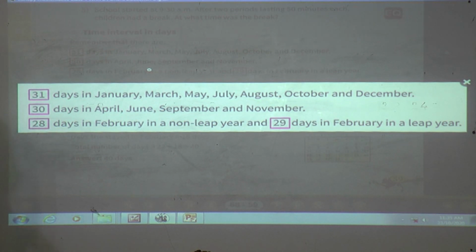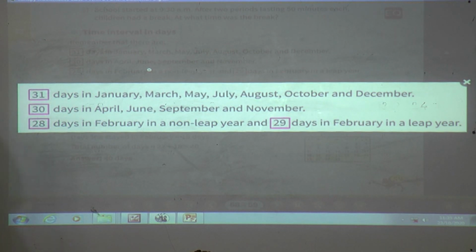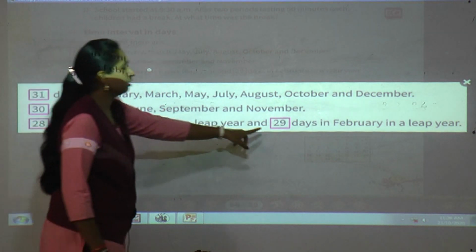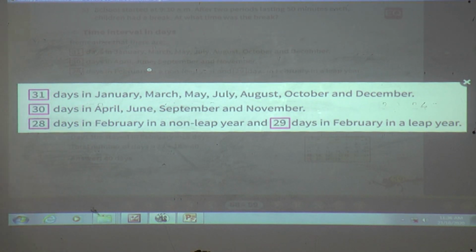How many days are there in which month? So January has 31 days, March, May, July, August, October and December. These months are having 31 days. And April, June, September and November are having 30 days in a month. And 28 days in February in a non-leap year. And if leap year comes, then February is having 29 days. These three points you have to keep in your mind. Okay.